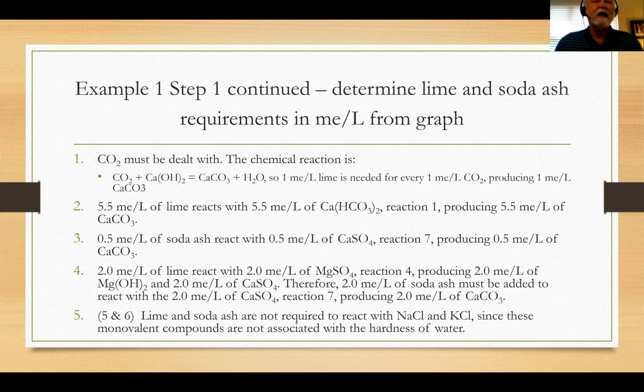So we have 5.5 milliequivalents, as I said, of calcium bicarbonate. It produces calcium carbonate. Again, if you go back and look at your chemical reactions, a 0.5 milliequivalent per liter of soda ash is needed for calcium sulfate, and it converts it to calcium carbonate. Everything's fine. 2 milliequivalents of lime reacts with magnesium sulfate, and as I said before, it produces magnesium hydroxide, but it also produces calcium sulfate. So now I have to soften that non-carbonate hardness with 2 milliequivalents of soda ash. And the lime and soda ash are not required to react with the monovalent potassium and sodium.